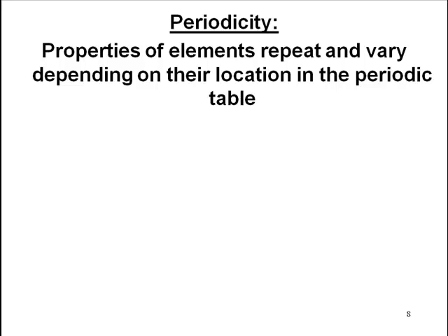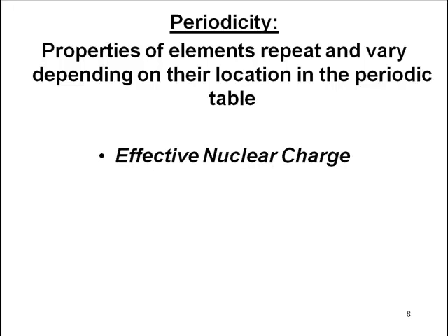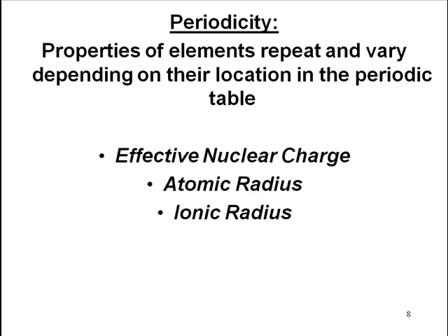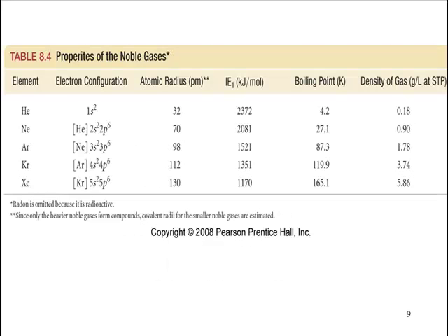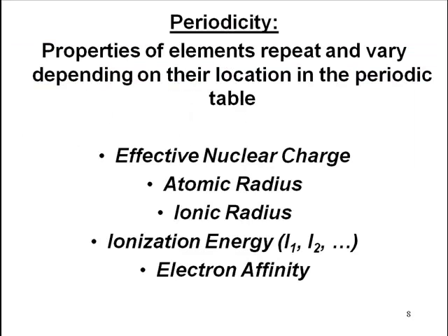All right? So this periodicity refers to the properties of the elements that repeat and are dependent on the location of the periodic table. These are predictable based on effective nuclear charge, atomic radius, ionic radius, ionization energy, electron affinity. So these are 5 of the things we'll look at that are periodic in nature. That means they repeat. There's repeatability for each row in the periodic table, and there is predictability.